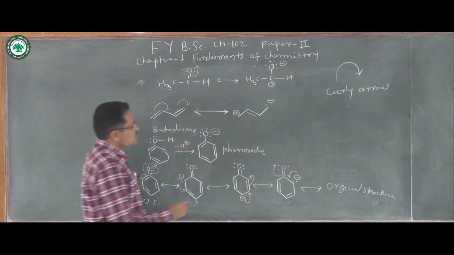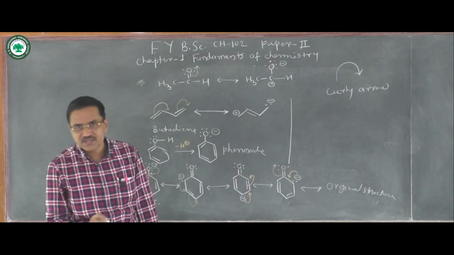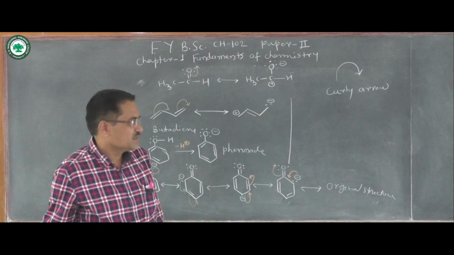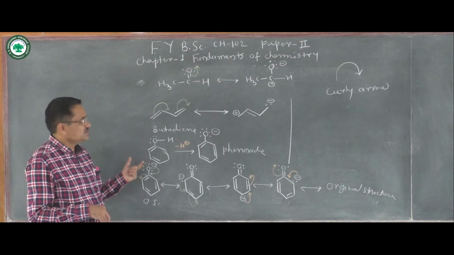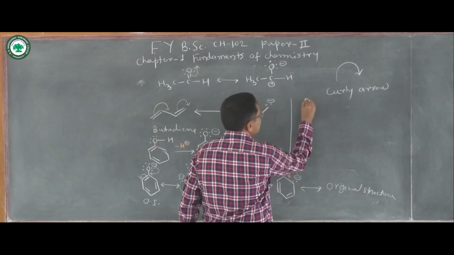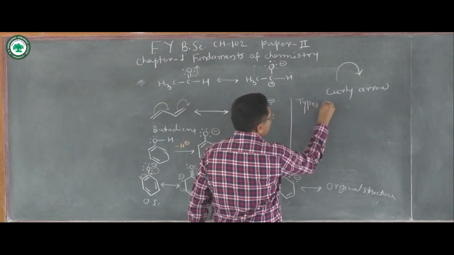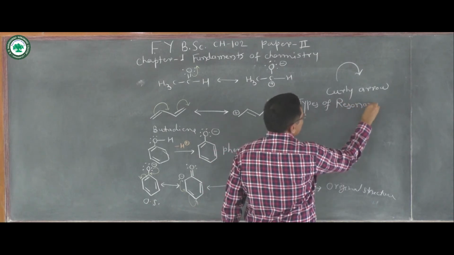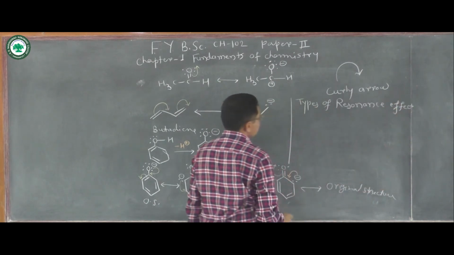Now on the basis of electron donating or electron withdrawing groups attached to the carbon skeleton, there are two types of resonance effect. So, types of resonance effect.